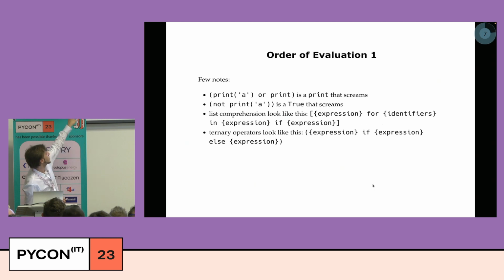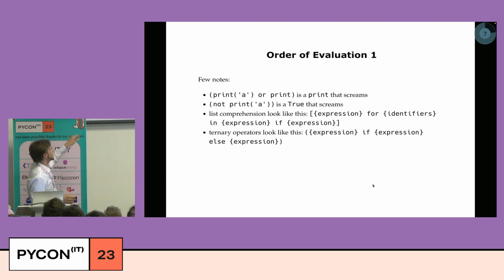First of all, the first line is just print, but it actually prints a value just before returning the value. The second line is just true, but when it gets executed, it will print A. And this allows us to understand what is being executed and what isn't.